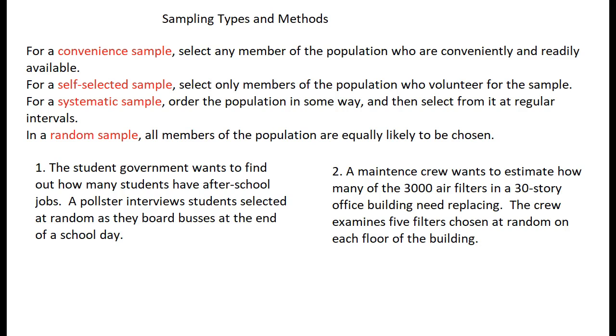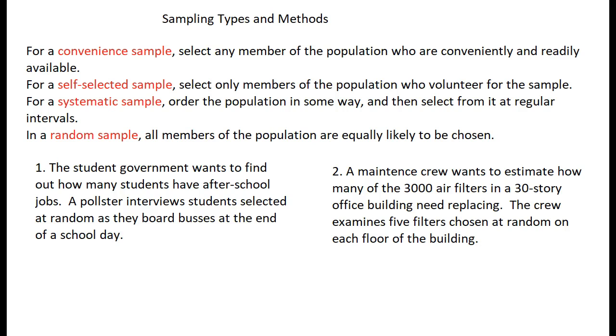All right, so what we're going to do is identify the sampling type, and then we're going to determine if there's any bias in it. All right, well, let's look at number one. The student government wants to find out how many students have after-school jobs. A pollster interviews students selected at random as they board buses at the end of the school day.